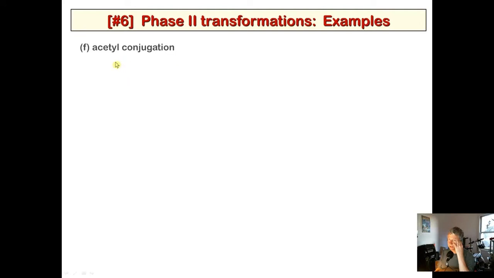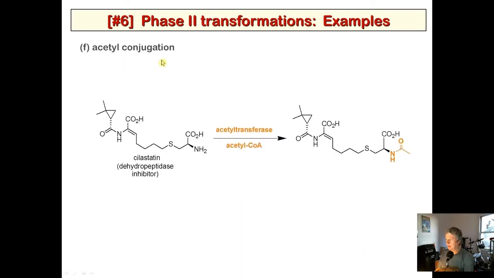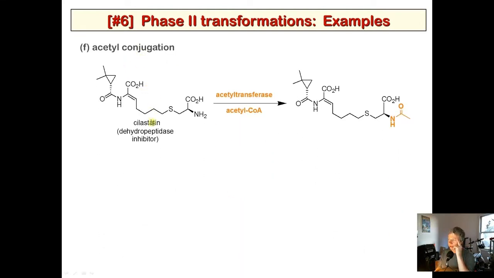Acetylation. This is straightforward. We already kind of talked about this, but here's cilastatin. It's a dehydropeptidase inhibitor, so a protease inhibitor, and the reaction is acetylation. So it's a really simple reaction where we're essentially attacking acetyl-CoA. CoA is the good leaving group, a biological leaving group. The enzyme catalyzes this, and you get acetylation of the nitrogen.